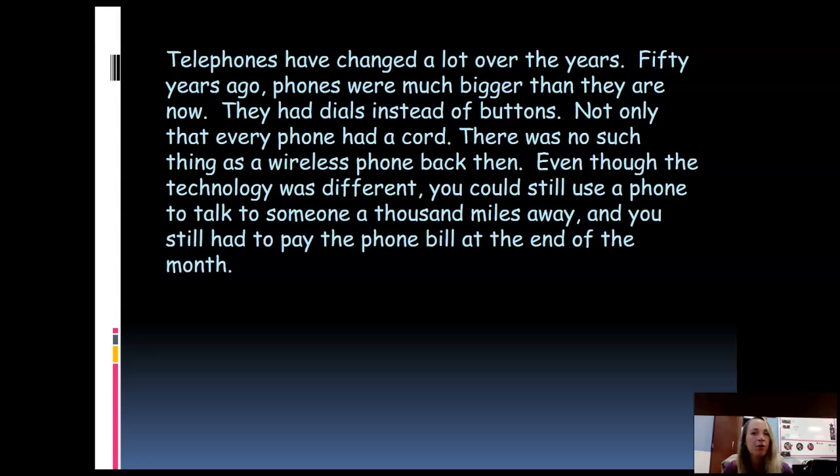Telephones have changed a lot over the years. 50 years ago, phones were much bigger than they are now. They had dials instead of buttons. Not only that, every phone had a cord. There was no such thing as a wireless phone back then. Even though the technology was different, you could still use a phone to talk to someone 1,000 miles away. And you still had to pay the phone bill at the end of the month.